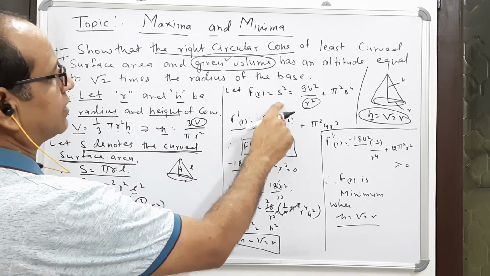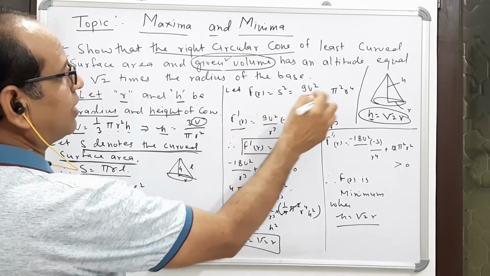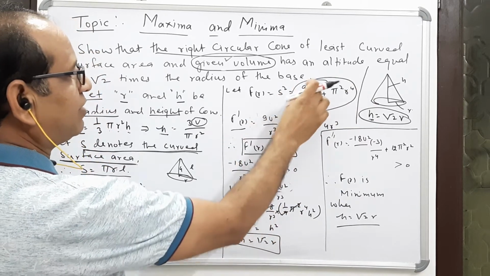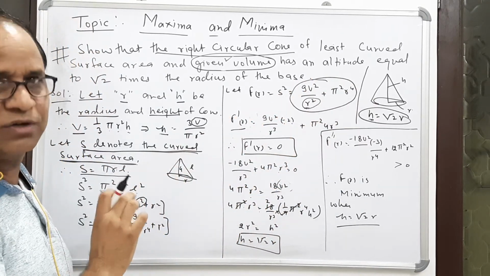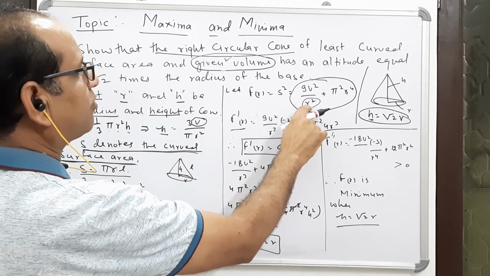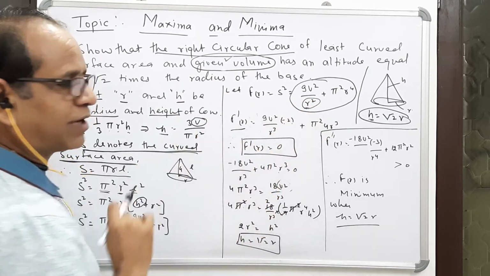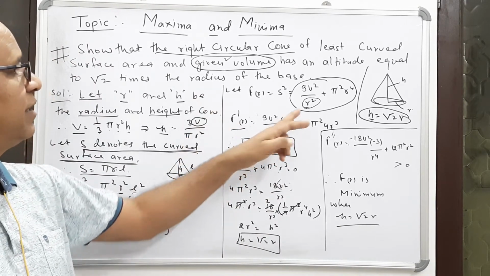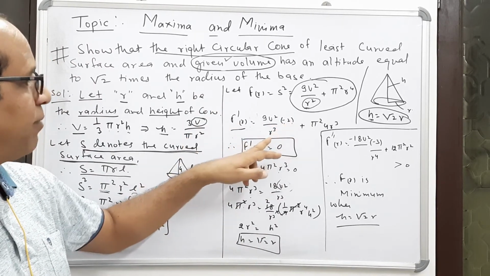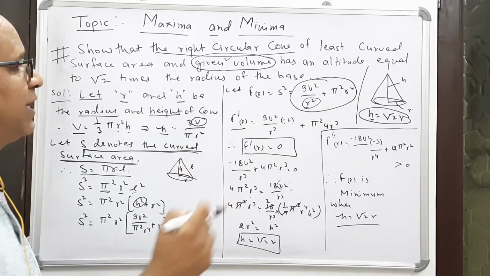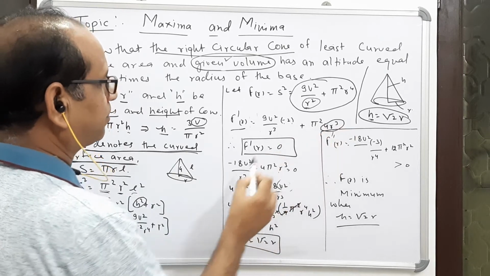Now look at this part, the derivative of this one. 9V square is a constant here. As I told you, given volume means it is constant. And the derivative of 1 upon r square is minus 2 upon r cube. It is not required to explain this part, you have already read it very nicely. So it is minus 2 upon r cube. Then pi square. The derivative of r to the power 4 is 4r cube.